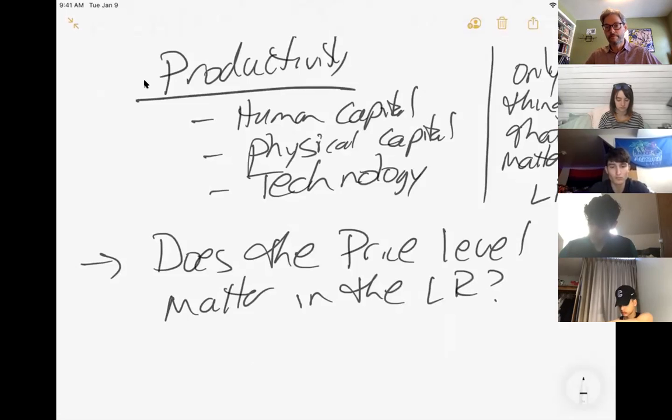Does the price level matter in the long run? No, it doesn't. In the short run, there can be confusion. Wages are sticky, meaning they don't move very fast. People have different expected inflation rates from what inflation turns out to be, right? In the short run, there can be lots of confusion. But in the long run, does the price level matter? No.